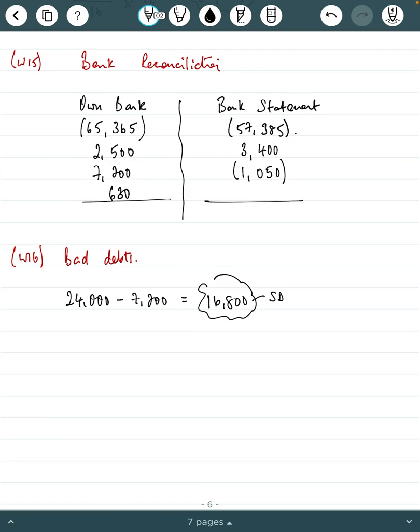So we have minus 65,365 plus 2,500 plus 7,200 plus 630, which gives us €55,035. That's obviously an overdraft. Bank statement is a negative 57,385 plus 3,400 minus 1,050 gives us also, excellent news, 55,035, also a negative figure. Therefore, that goes into your current liabilities for your bank as an overdraft. All right, and that would be VI and VII taken care of there today, boys.